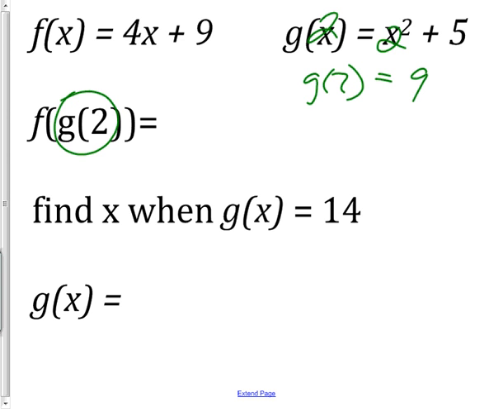So then, g of 2 gets replaced with 9. So now it's really f of 9. Isn't that pretty easy to do? F of 9, I just stick a 9 here and a 9 here. I got 9 times 4 is 36 plus 9 is 45, minus 1, 44.